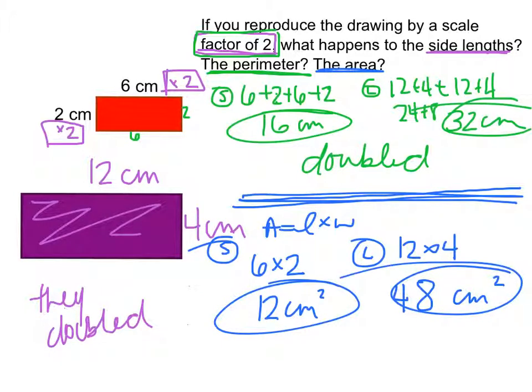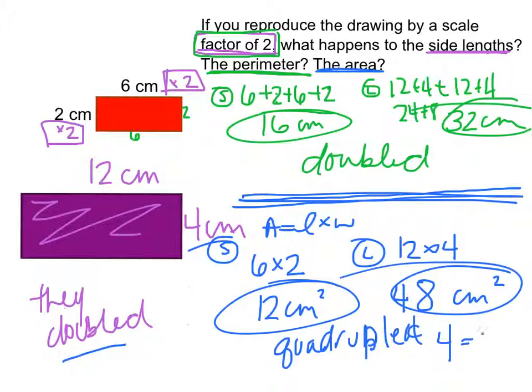So now we're comparing 12 and 48. Did our area only double? The side lengths doubled, the perimeter doubled, but now notice what happened to the area. Area quadrupled. It increased by a factor of 4. A factor of 4. Why do you think it's 4? What relationship is there between 2 and 4?